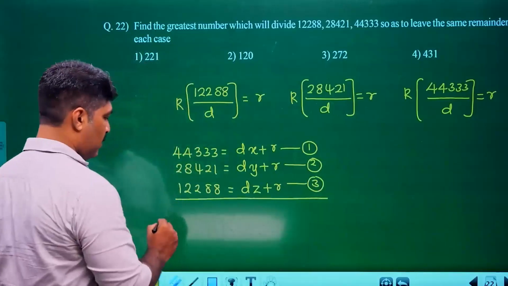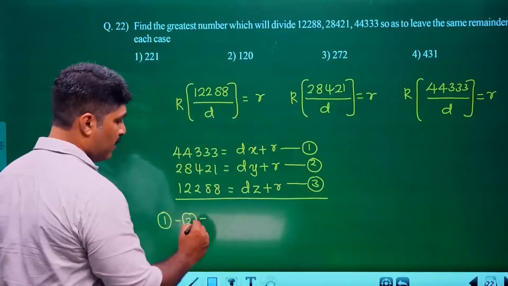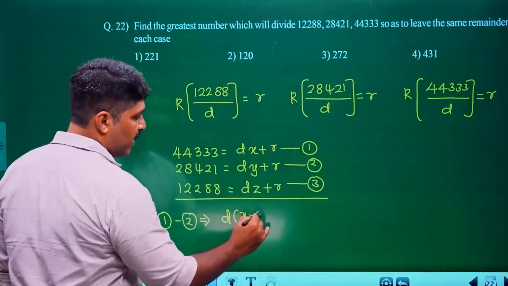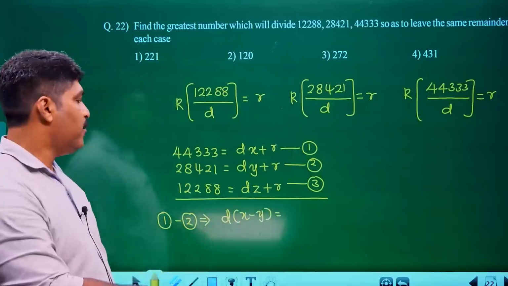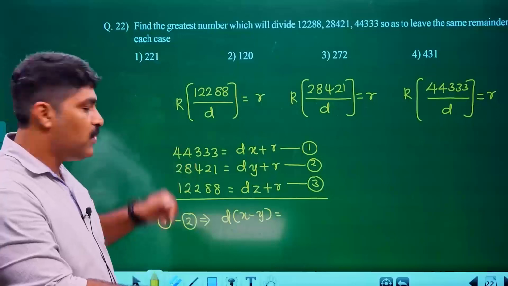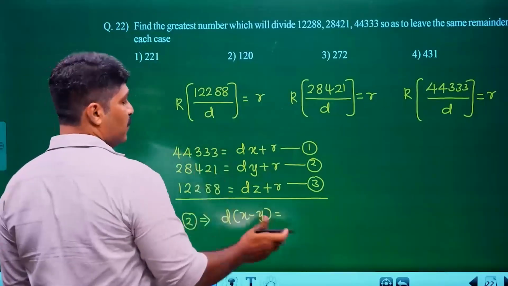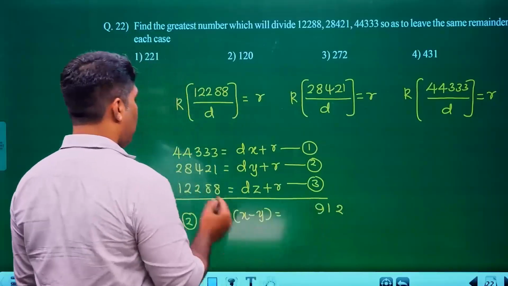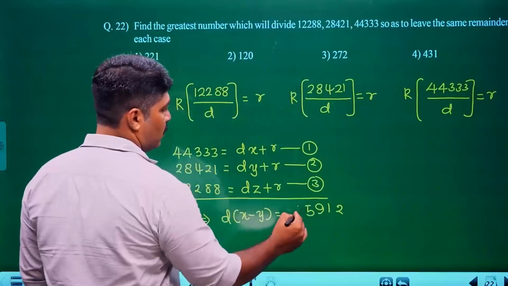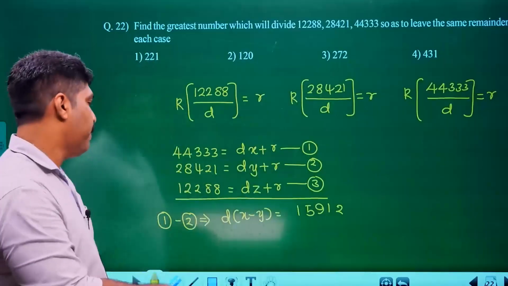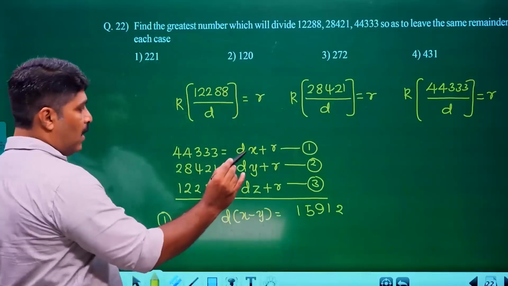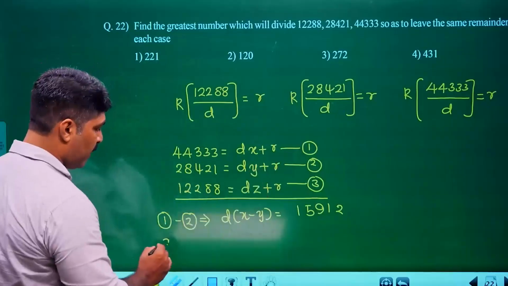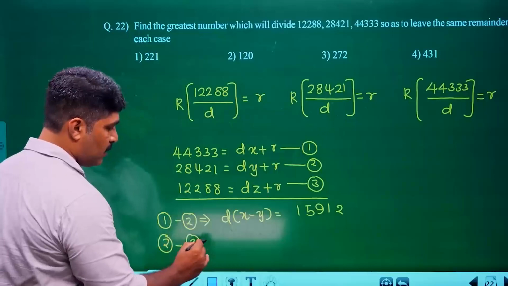I am subtracting 2 from 1. What will happen? On the right side, you will get D into X minus Y. What is D into X minus Y? That's the difference between these two values. Considering the difference between these two values, 44333 minus 28421, that is 15912. Similarly, I'm subtracting 2 minus 3. That's the next subtraction.